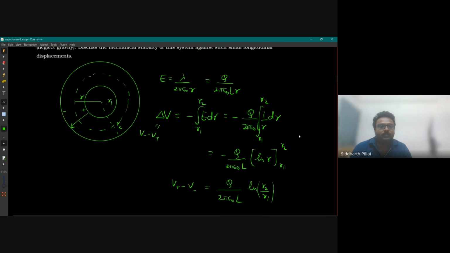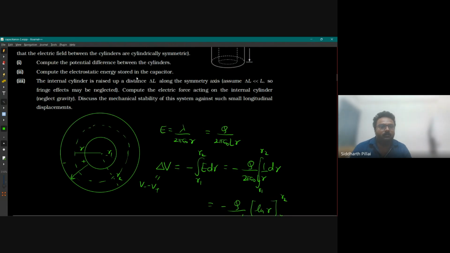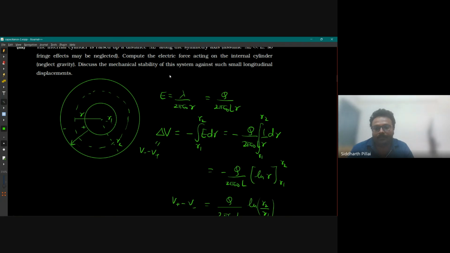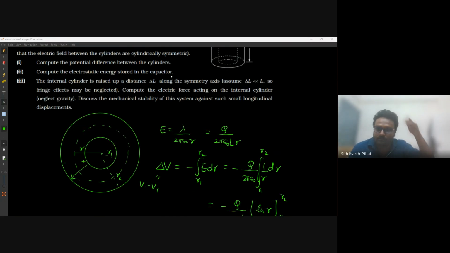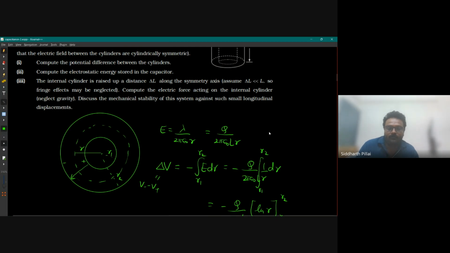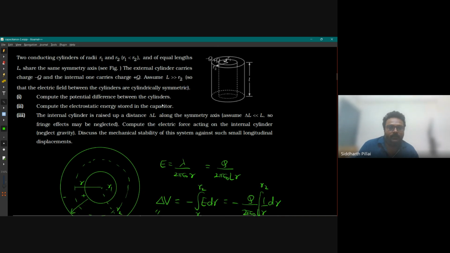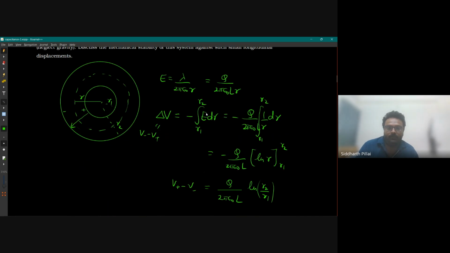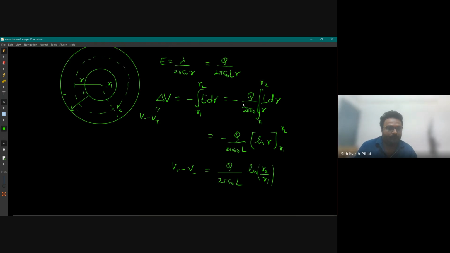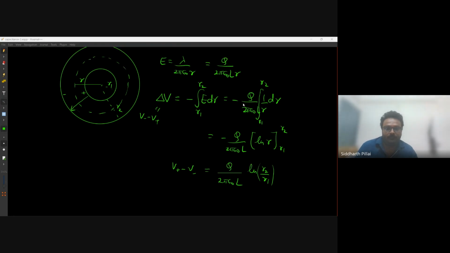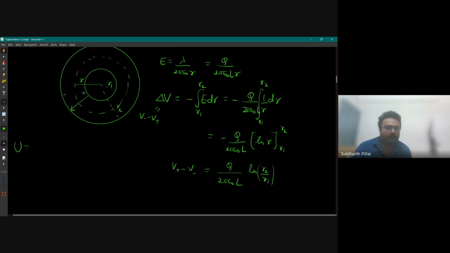Okay, so let's go back to question part 2 now. Compute the electrostatic energy stored in the capacitor. So has anyone done that? Electrostatic energy stored in the capacitor. Which formula will you use here? We have to find U in the second part. This is the first part.